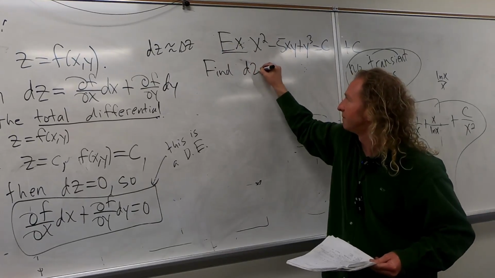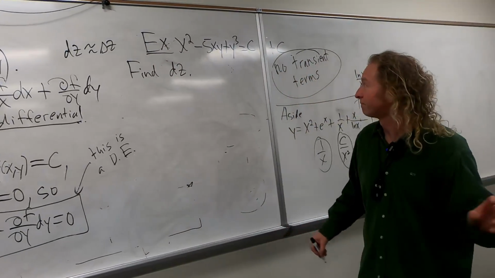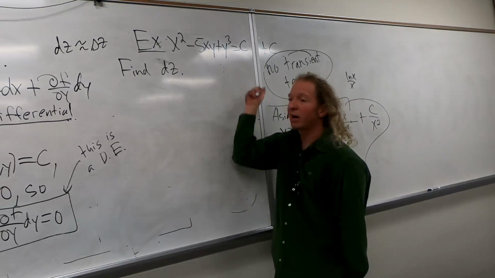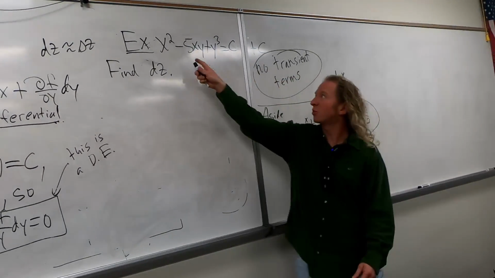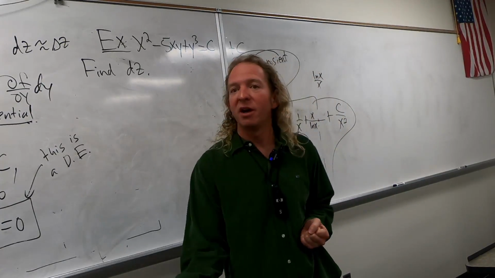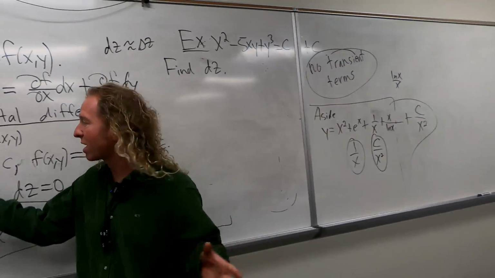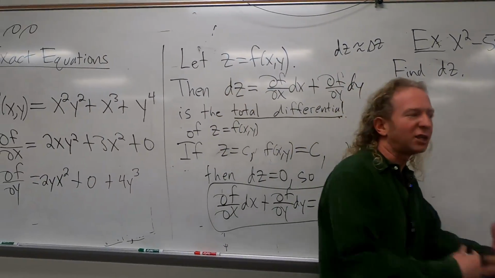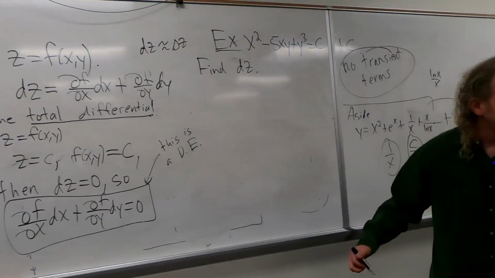Find dz. That's minus 5xy? Yeah, sorry, minus 5xy plus y cubed. So x squared minus 5xy plus y cubed equals c, and we're going to find dz. Just for practice, to give you more practice with this, and it illustrates a key point too. Okay, solution.